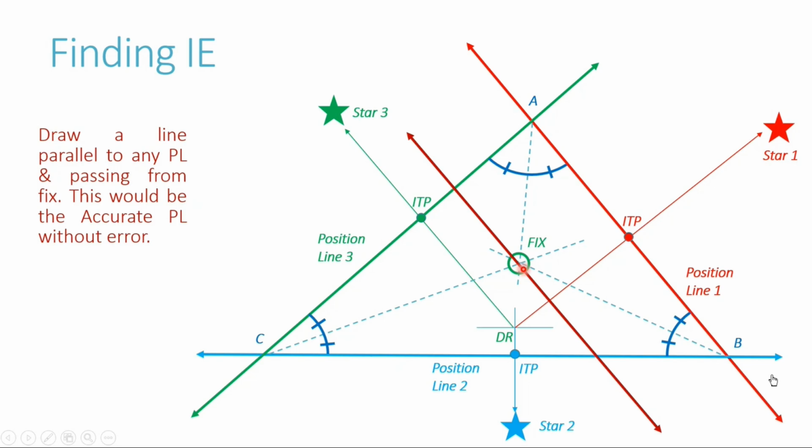Now once we have these two parallel lines in our plot, we have to find out the distance between these two parallel lines. The distance between these two parallel lines gives us the error in our sight. So you can see this is the distance between the two parallel lines or the two position lines. This distance can be measured off using the scale on which this plot is made. So you can read off what is the distance between these two parallel lines. This gives us the index error.